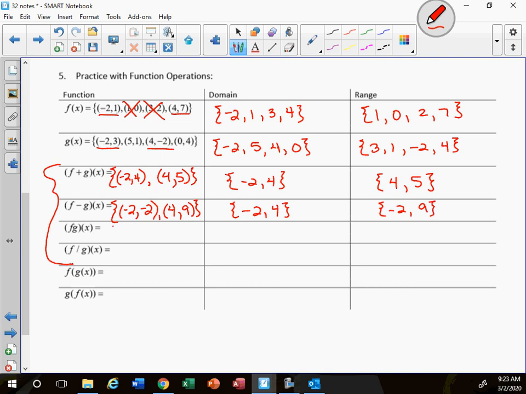Okay, we multiply in the next one. So when x is negative 2, what do I get for my y? 3, right? When x is 4, what do I get? Negative 14. Same domain. Range is now 3, negative 14.